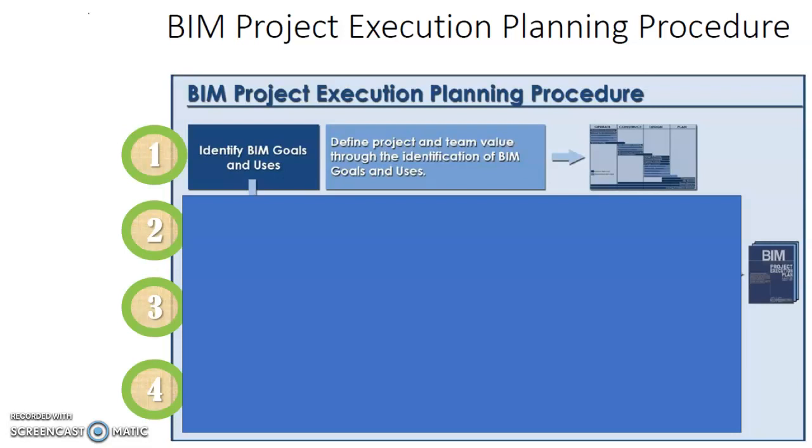So the first step is to identify the BIM goals and users. That is to define the project and team value through the identification of BIM goals and the users. Now, the different stakeholders will appoint a representative and then get the representative to come in to go through this first step. And there could be a need to have more than one meeting or a series of meetings in order to complete this particular step. So let's go into more detail on what entails this particular step in the BIM project execution plan procedure.